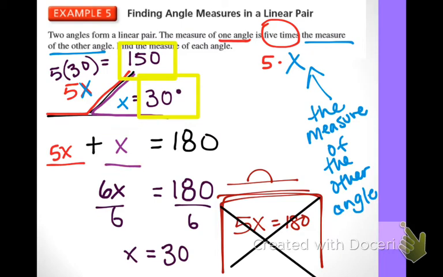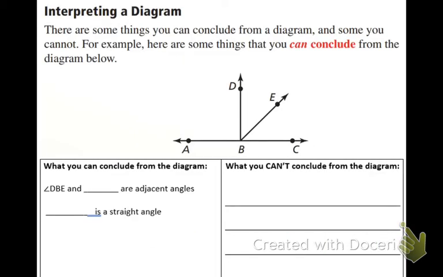Okay? I believe all we have is this diagram at the bottom. This is interpreting a diagram. There are some things you can conclude from a diagram and some that you cannot. For example, here are some things that you can conclude from the diagram below. It says angle DBE and blank are adjacent angles. There are 2 answers to this.